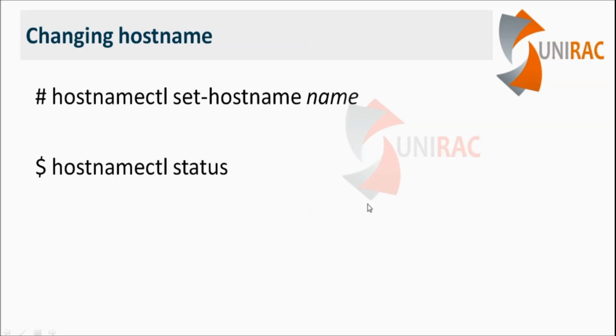So how do you change your host name in Oracle Linux 7.6? We have a command, hostnamectl. You can get the status using hostnamectl status, as well as hostnamectl set-hostname, where you can give the name of your host. So with the hostnamectl command, we can change your host name without editing the hostname file under the etc folder. So this will help you to change your host name.